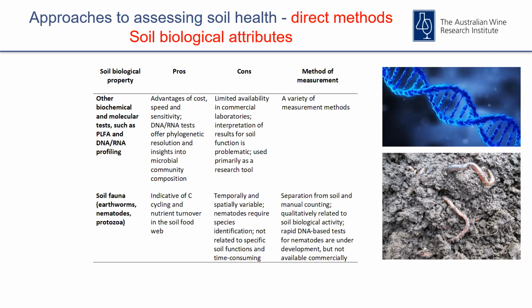Last one, which we see obviously is being used quite a bit, is just the soil fauna. So the measurements of earthworms, nematodes, and protozoa. Certainly indicative of carbon cycling in the soil and nutrient turnover, and linking back to the soil food web. The negatives though is it's temporally and spatially variable, and nematodes really require someone who can identify accurately down to the species level. And again, some of these issues are not related to specific soil functions and can be very time consuming in terms of that approach.